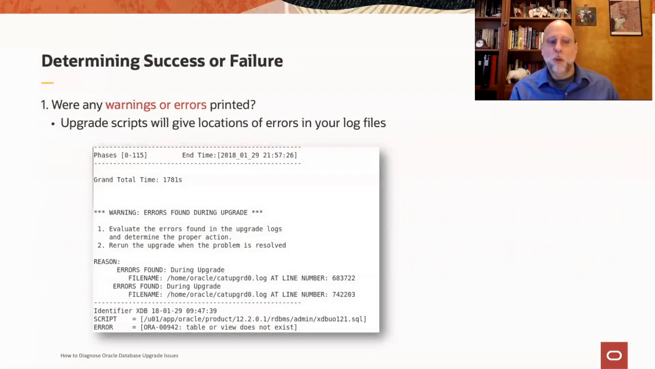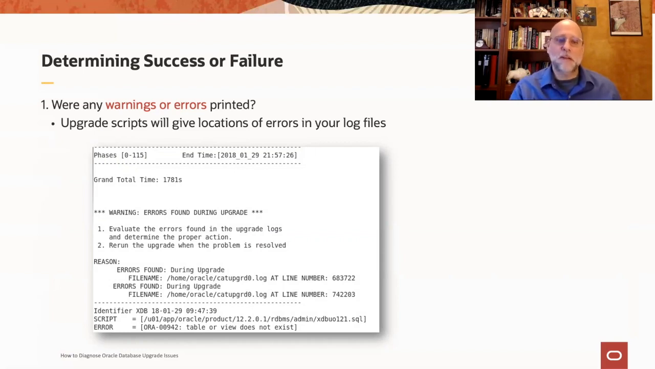In this case, we are looking at the upgrade log file. Here's the output of the upgrade log file, and it will tell you very explicitly that there were errors found in the log file. It tells you where they are, which of your multiple log files they were in, and at what line number of that file. So that can be very helpful. In this case, what we found is there's something going on in the XDB, the XML database, upgrade script. And the error that was found was a table or view does not exist.